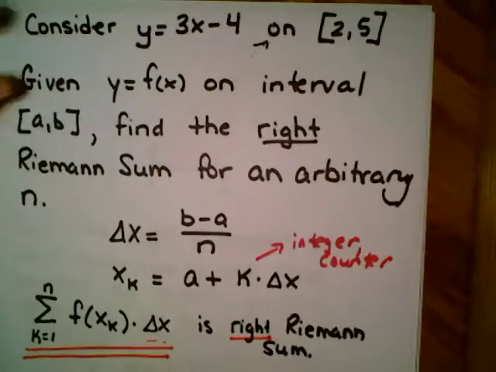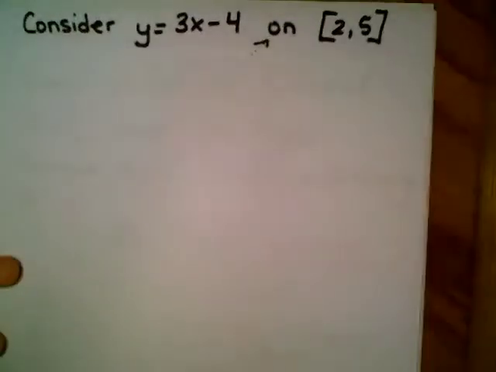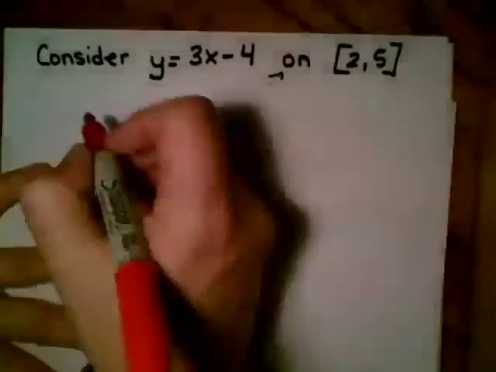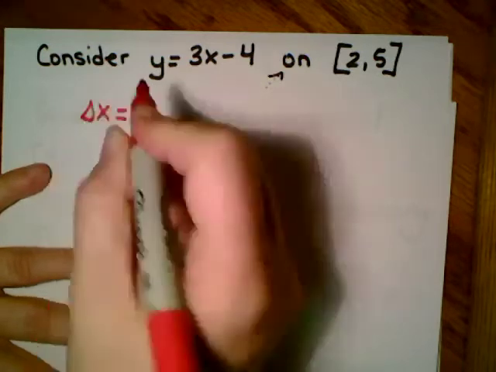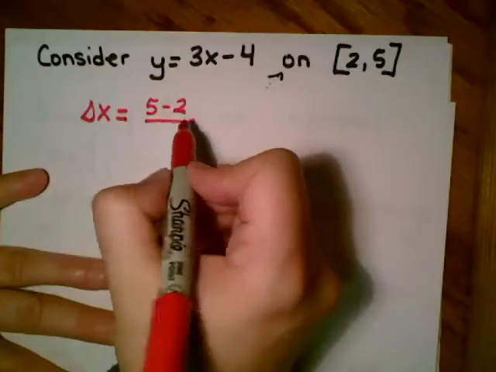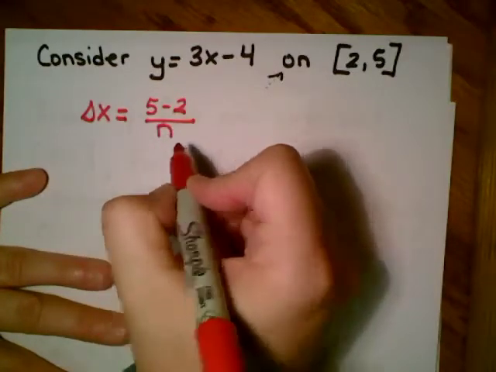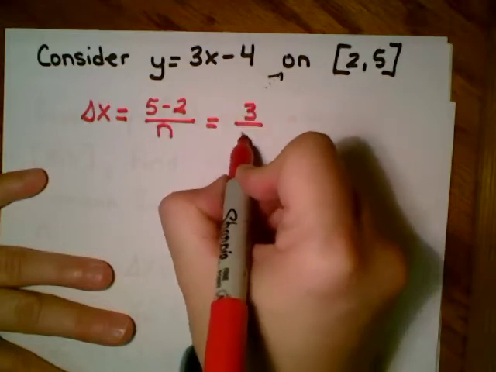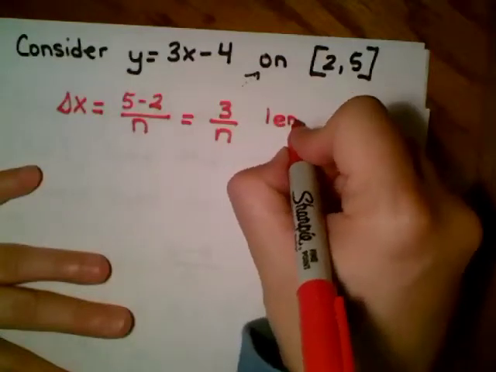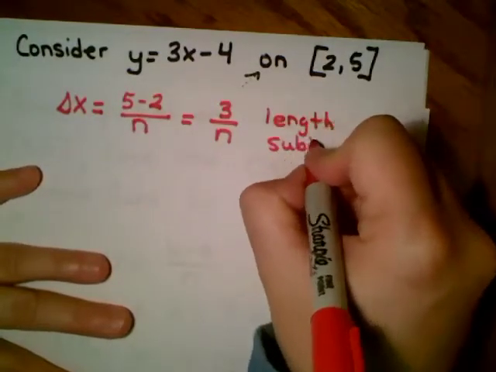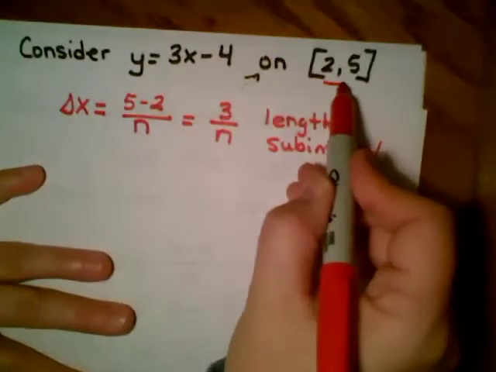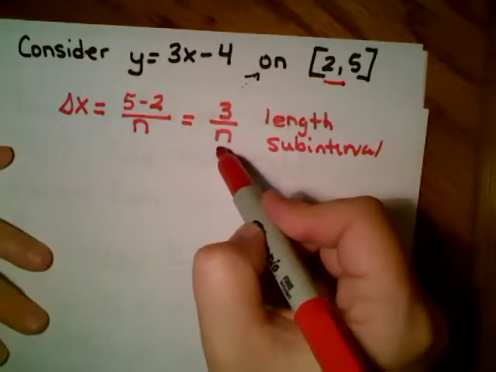Okay, getting a fresh sheet of paper here to work on. For this interval 2 to 5, we want to calculate delta x. And so that's the ratio, the length of the interval, which will be 3, divided into n subintervals. So each subinterval is length 3 over n. Again, that's the length of a subinterval, because our overall interval had length 3, and we divided it into n equal parts.